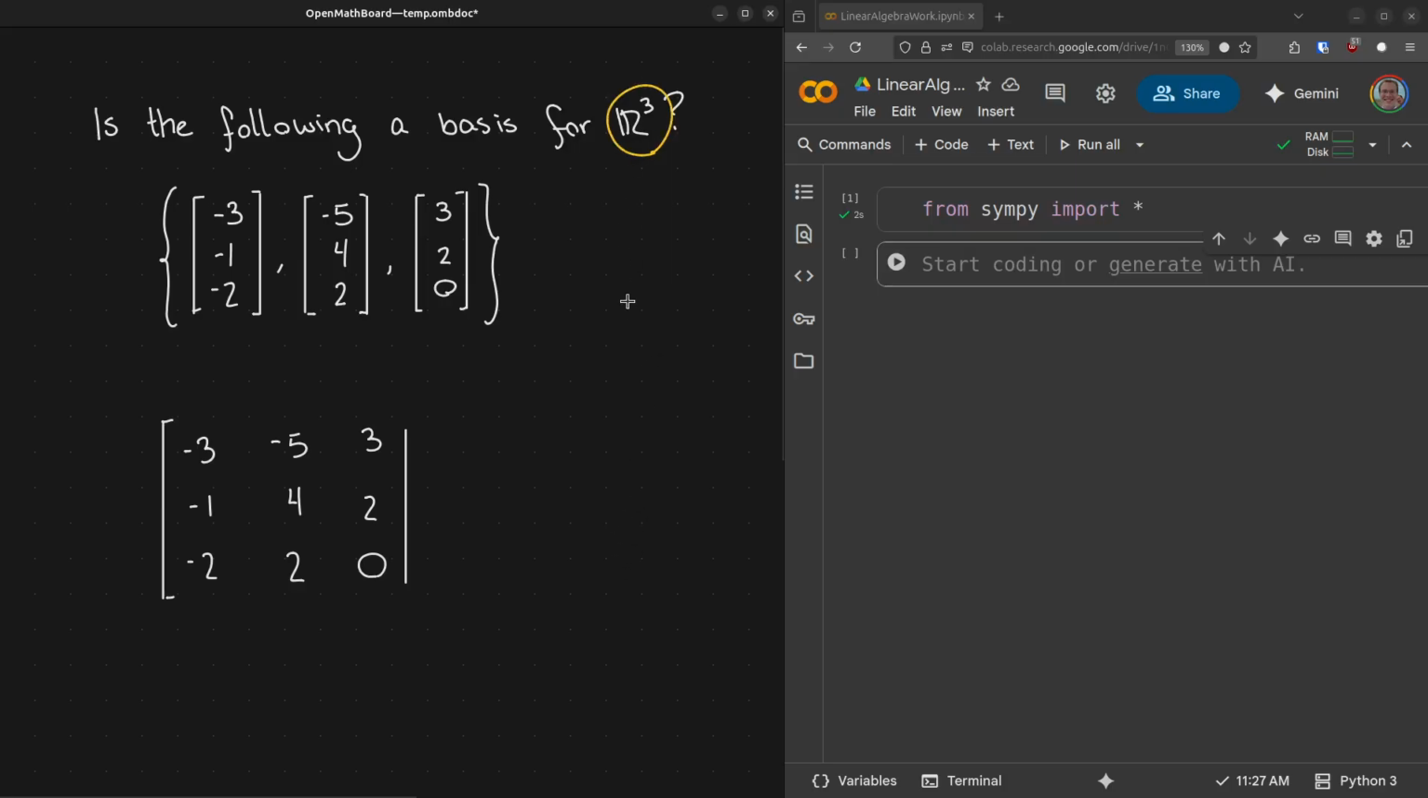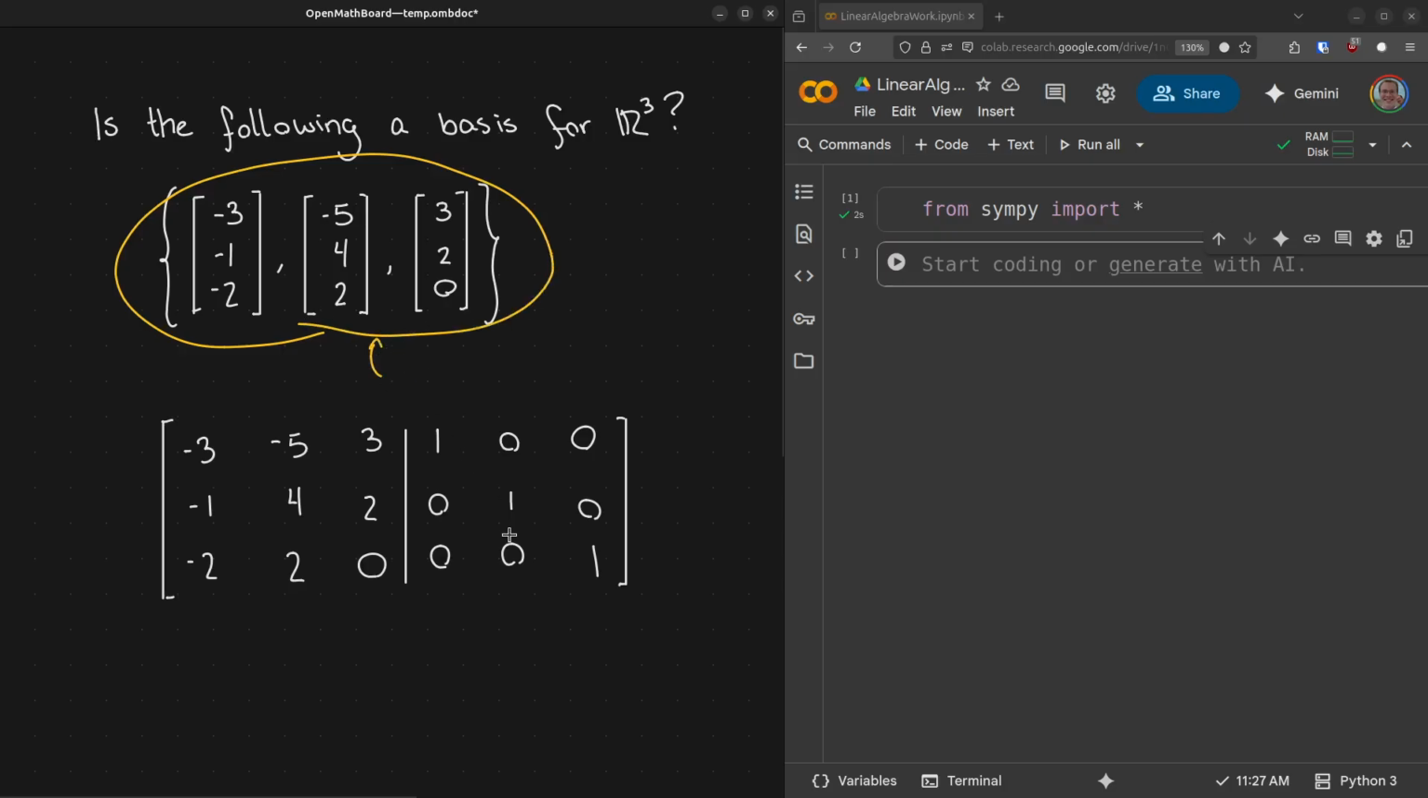To determine if the vectors span R3, I want to see if the linear combinations of these vectors can be used to express all the vectors in the standard basis of R3. So that means, in this case, i, j, and k. So vector i is 1, 0, 0. Vector j is 0, 1, 0. Vector k is 0, 0, 1. Okay? And if each of the vectors i, j, and k can be expressed as a linear combination of these vectors, since i, j, and k span R3, these vectors must also span R3.